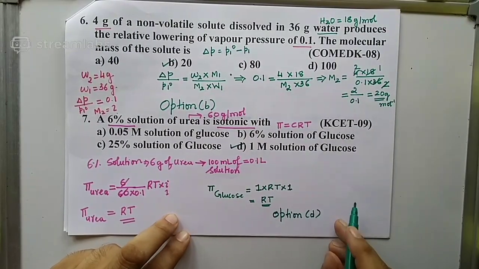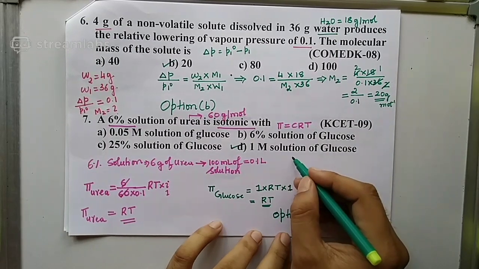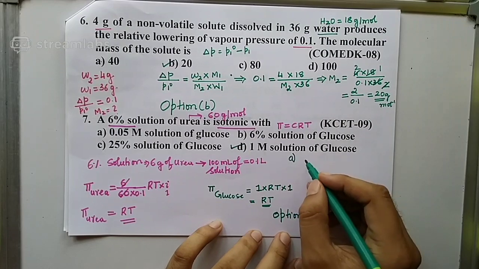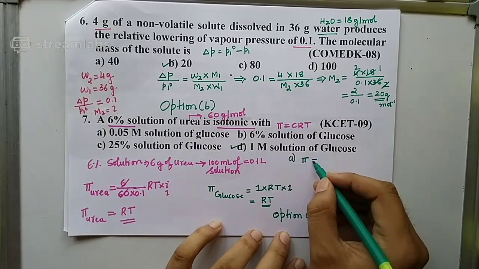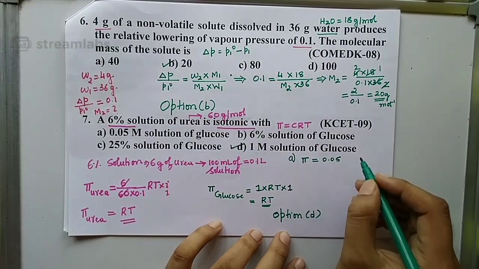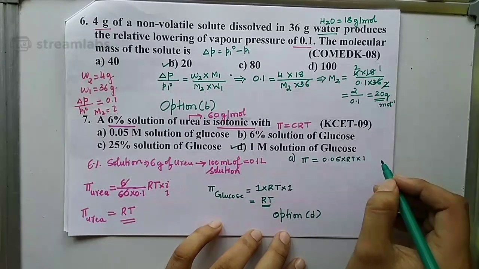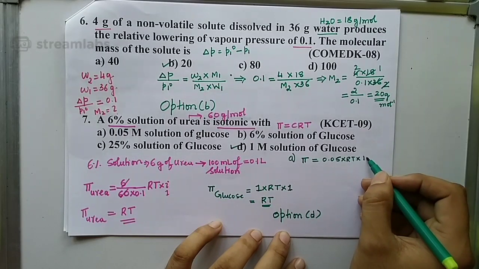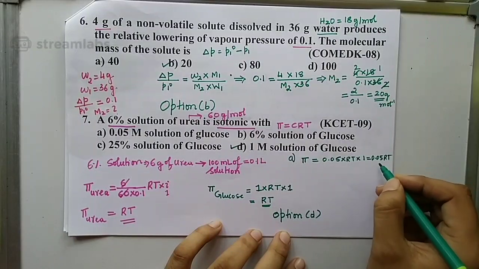Now let's check what would be the value of pi for options A, B, C. Check it, students. What would be the value? I told you the answer. Now tell me what is the value of pi for the first option. Pi for the first option will be equal to C, which is given as 0.05, into RT into 1, because glucose is non-dissociating. So therefore this will be equal to 0.05 RT, which is not equal to RT.